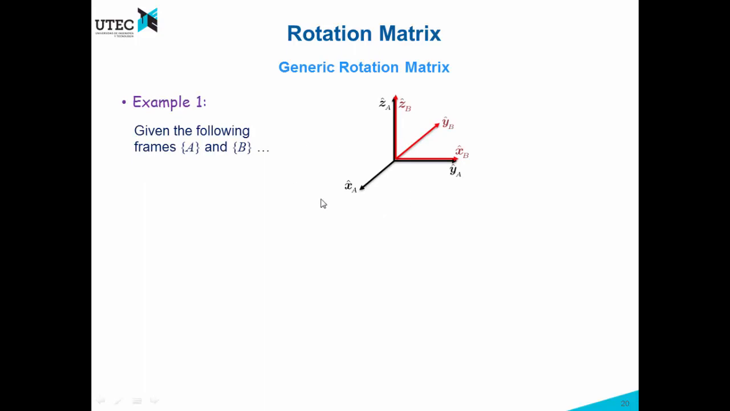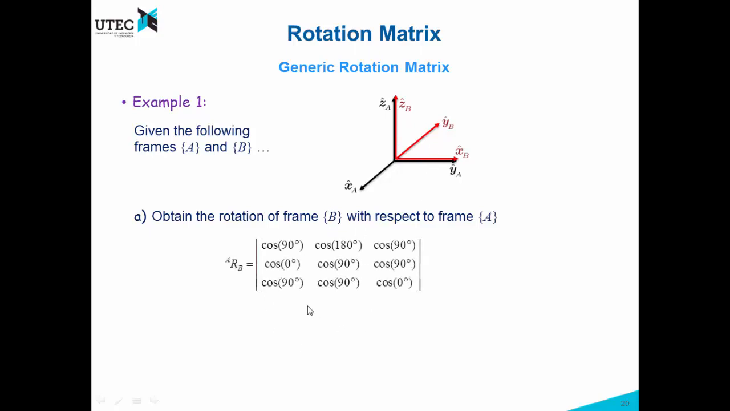Let's see a first example. We have the following frames, A and B, and we want to obtain the rotation of frame B with respect to frame A. To obtain the rotation of frame B with respect to frame A, we have to represent each of the axes of frame B in terms of A. So the result will be this one. Let's go term by term. This first column is XB in terms of A.